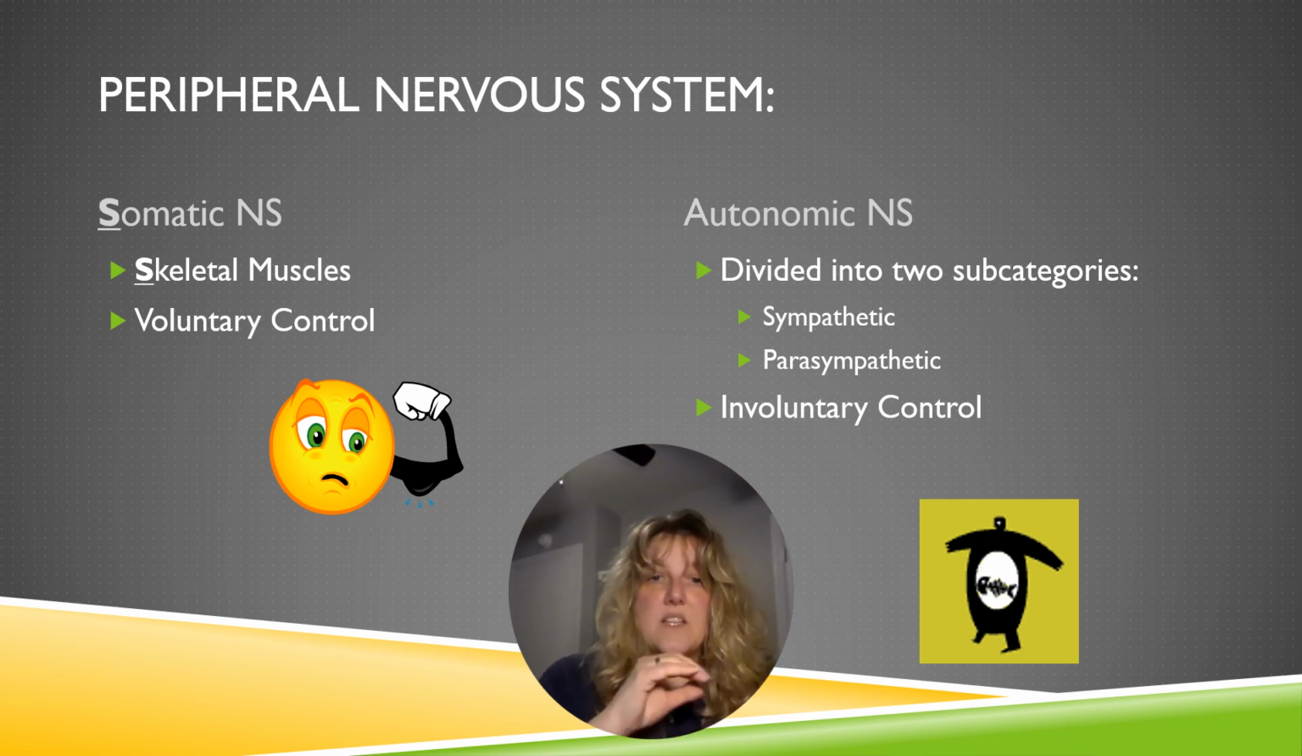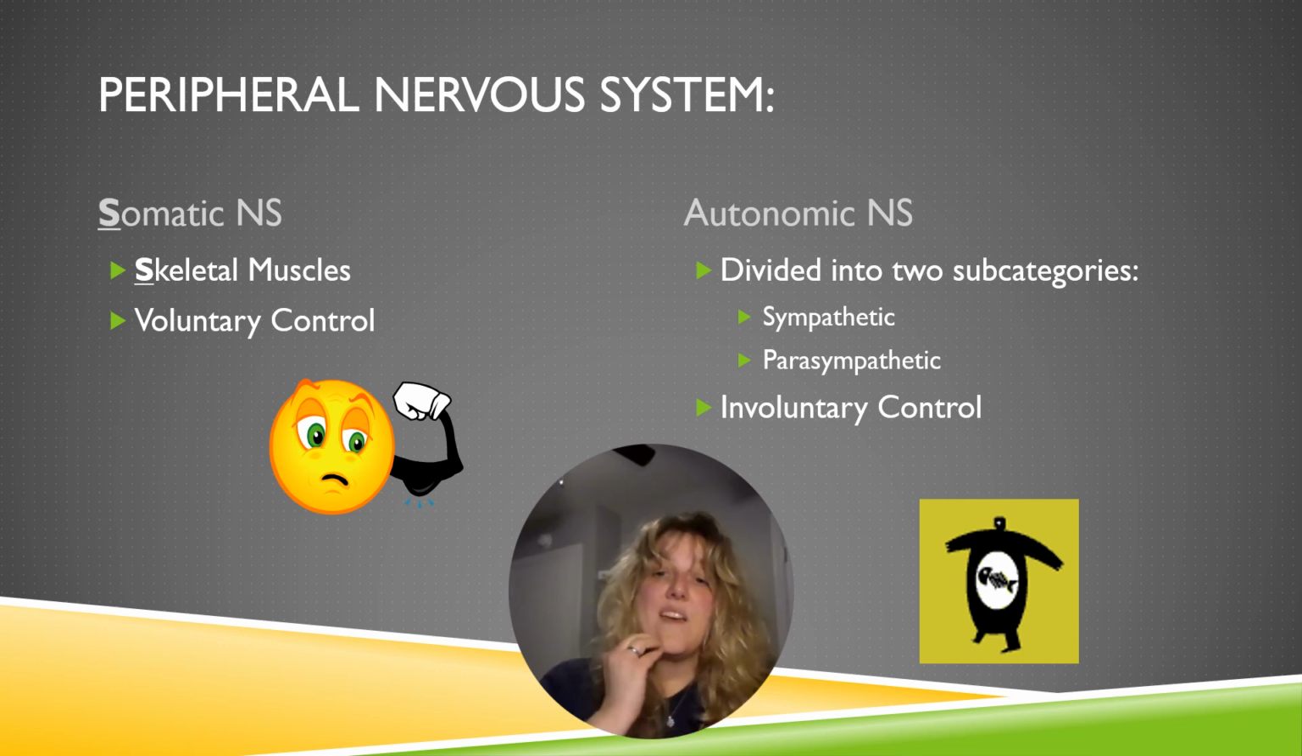So on that somatic nervous side, remember S for skeletal muscle, we have voluntary control. We're going to set that over there. The autonomic side gets broken into two categories. You have the parasympathetic and the sympathetic. You have your fight or flight or your feed or breed. You do not have control of this.